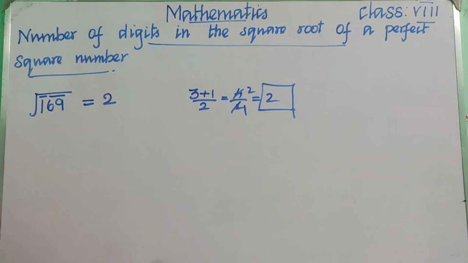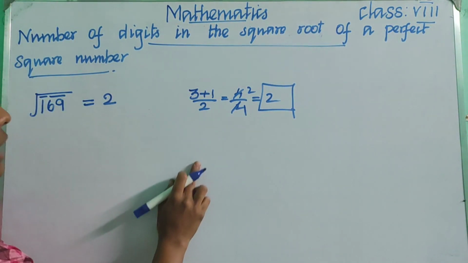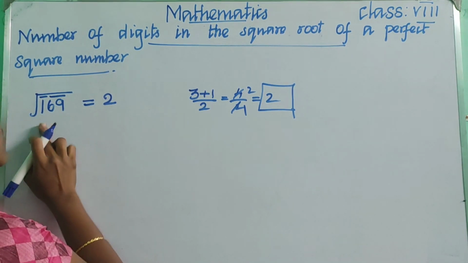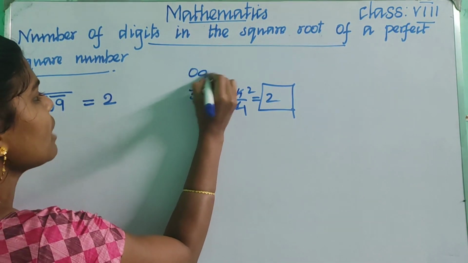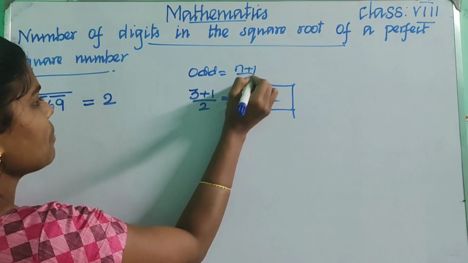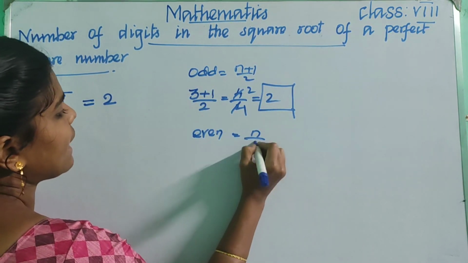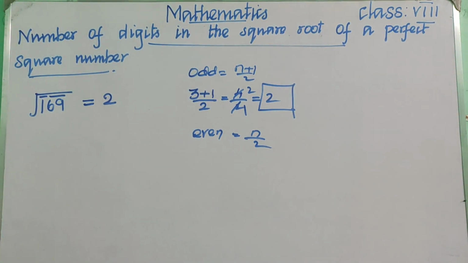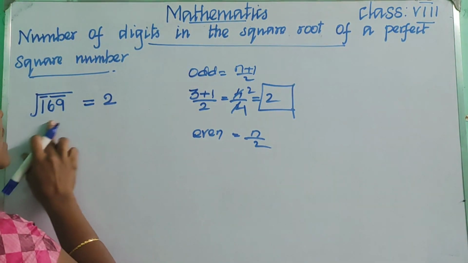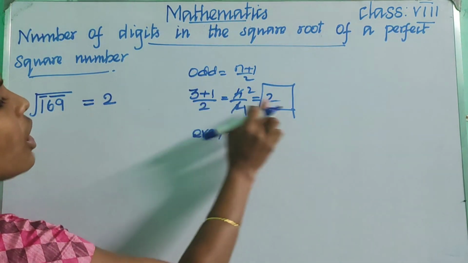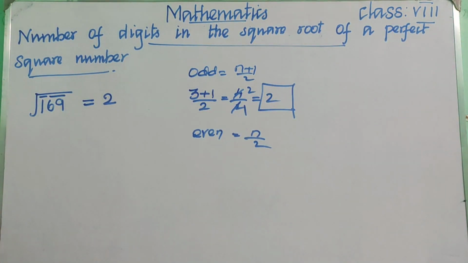Okay, children, for that also we are having the formula. If it is an odd number of digits, we can put n plus 1 by 2. If it is an even number of digits, we can put n by 2. So here we are having an odd number of digits, so n plus 1 by 2, so that we got 2.